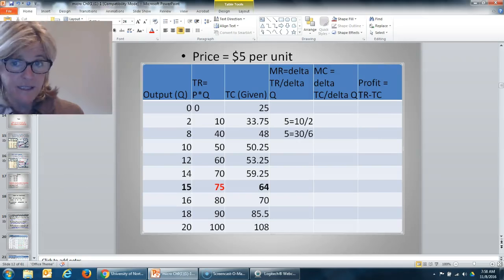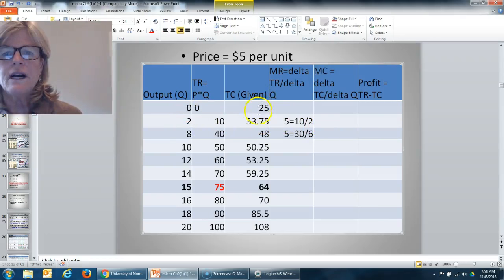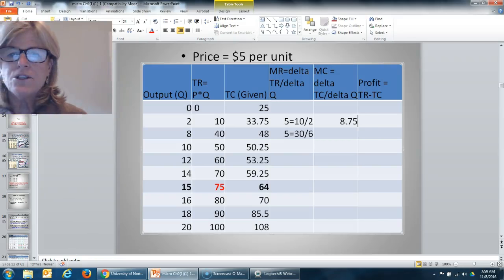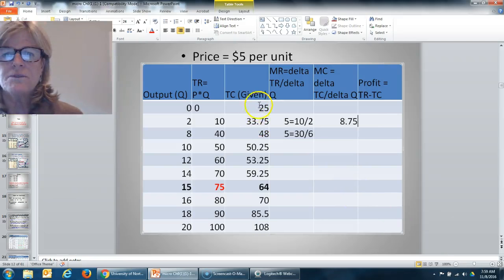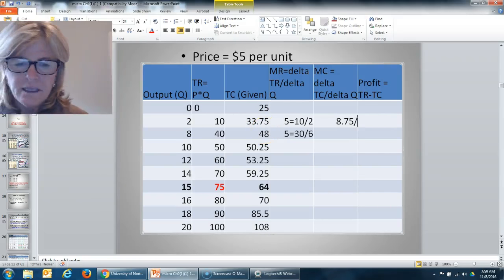All right. We also have marginal cost. Marginal cost is the change in total cost divided by the change in output. So the change in total cost goes from 25 to 33.75. That looks like $8.75 is how much cost increased. Total cost went from 25 to 33.75. The change in output is 2. So there's your marginal cost, the additional cost.